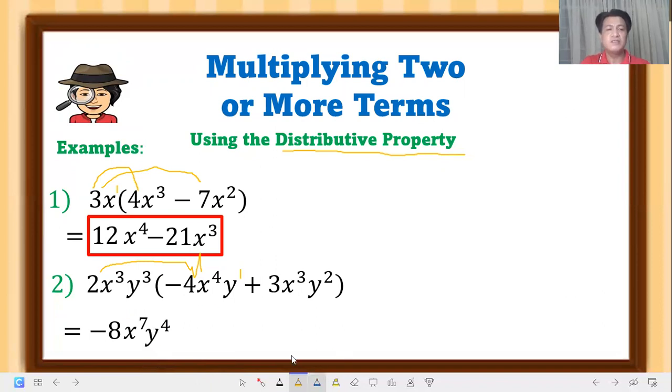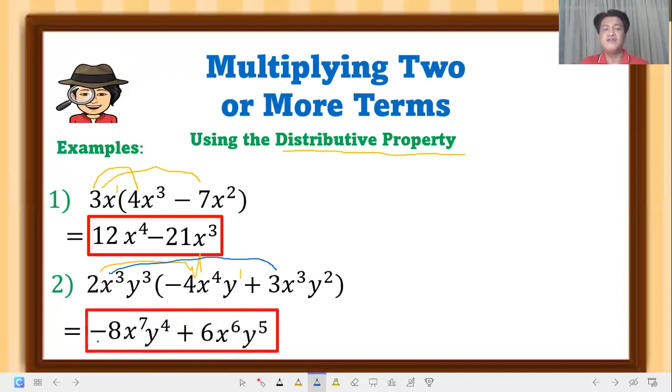Next, we have, sa pangalawa naman natin terms, ito, multiply ulit natin. So we have 2 times 3, that is 6. And copy the same base, which is x. Tapos i-add natin yung 3 plus 3, that will become 6. And how about y naman natin? We have to add, copy the base y and add natin yung 3 plus 2. That will become y raised to 5. Meaning to say we have this final answer, negative 8x raised to 7, y raised to 4, plus 6x raised to 6, y raised to 5.